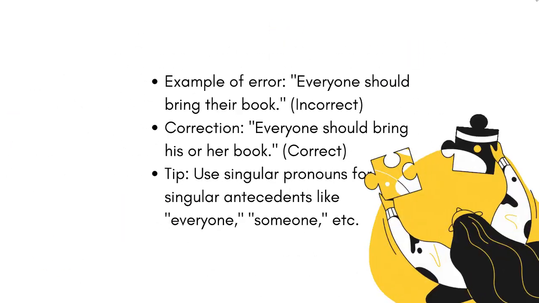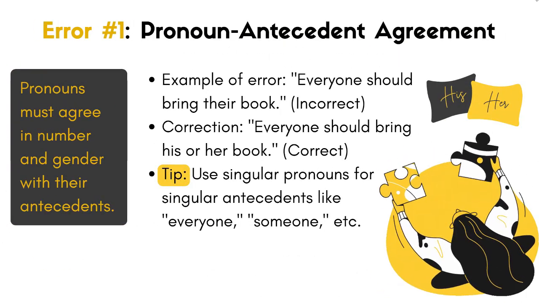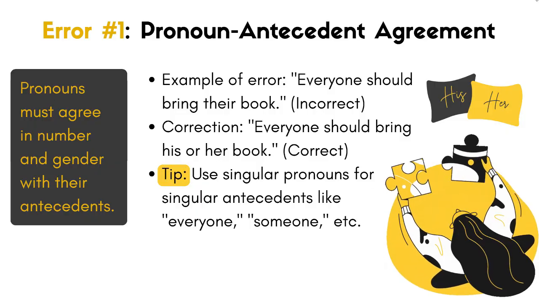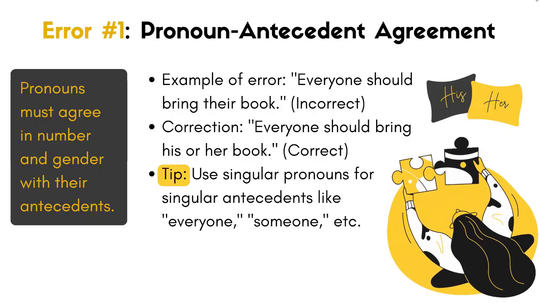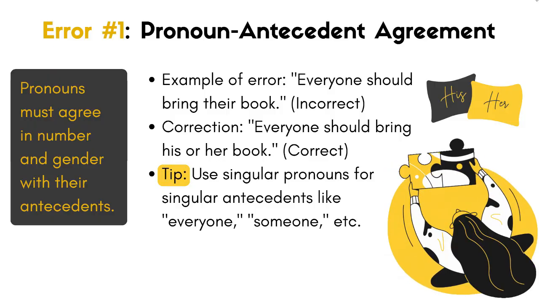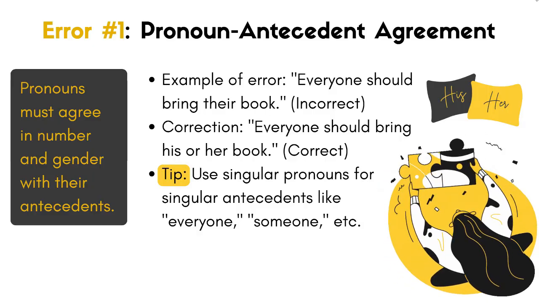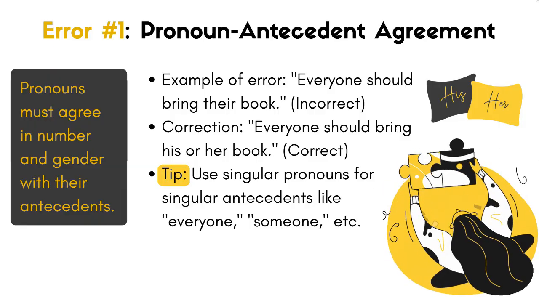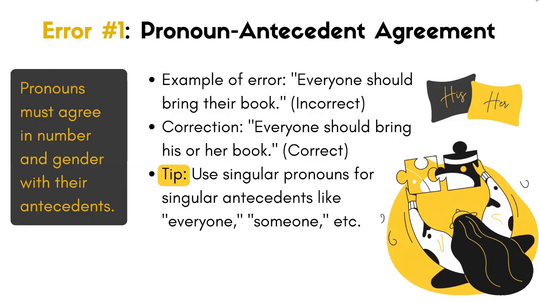Here's our first error: pronoun antecedent agreement. This means the pronoun must match the noun it's replacing in number and gender. For example, saying, everyone should bring their book is incorrect because everyone is singular, but their is plural. The fix? Say, everyone should bring his or her book. A quick tip: when you see words like everyone, someone, or anyone, remember they're singular and need singular pronouns.